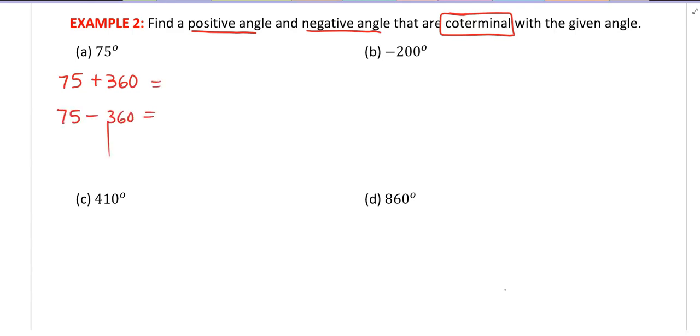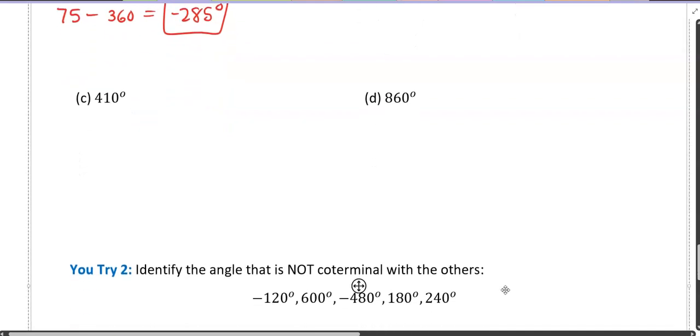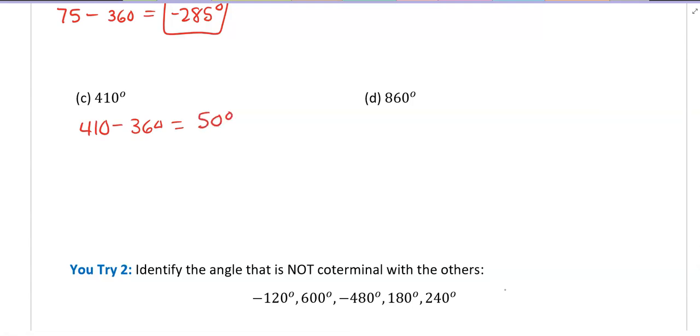In both of these examples, we get an angle of 435 degrees, and then we get negative 285 degrees. All 3 of these angles are going to be exactly the same, but notice they have different measures. Now, in a larger example like 410, we'll subtract that 360 to get a smaller number. So in this case, we're going to get 50 as our answer. But if I were to now go back and add 360, I would get another positive angle.